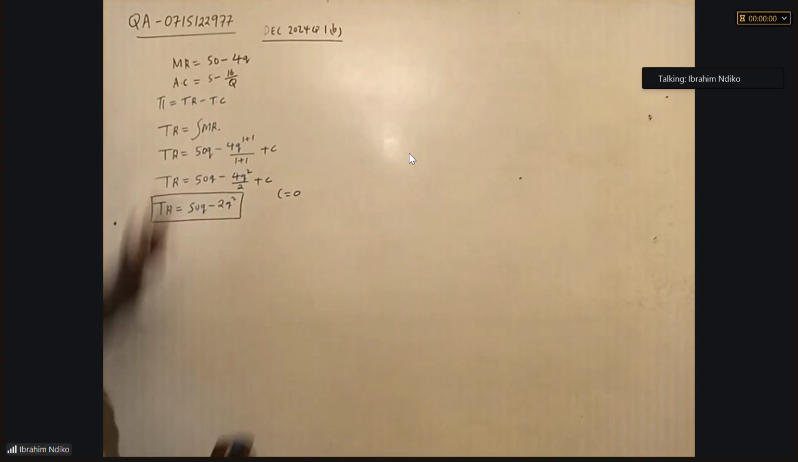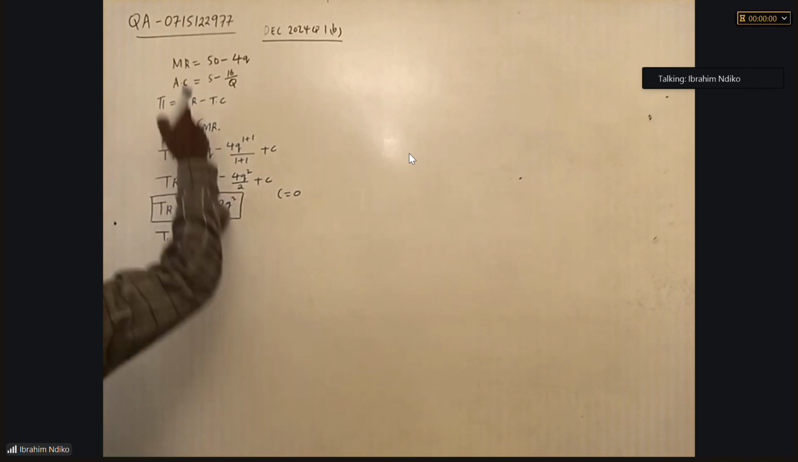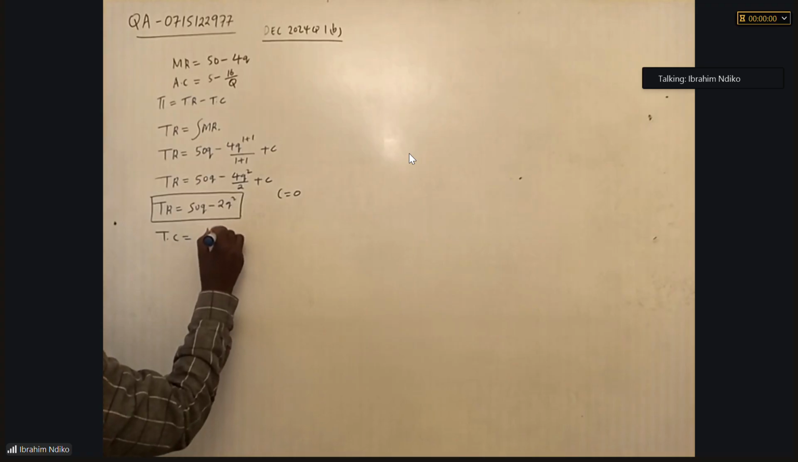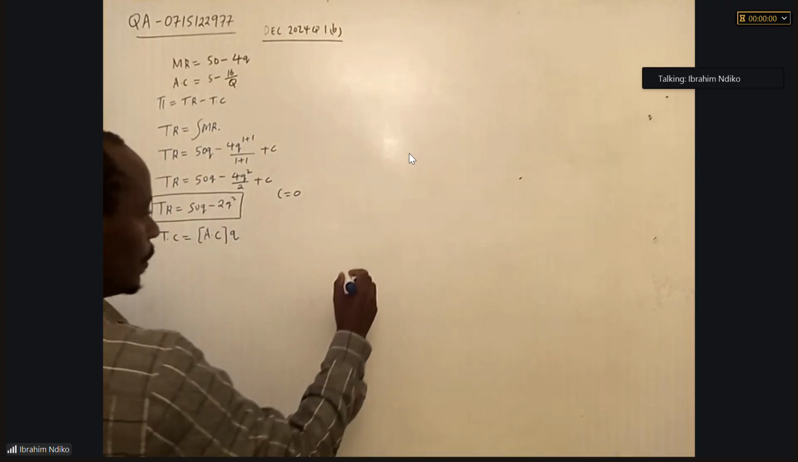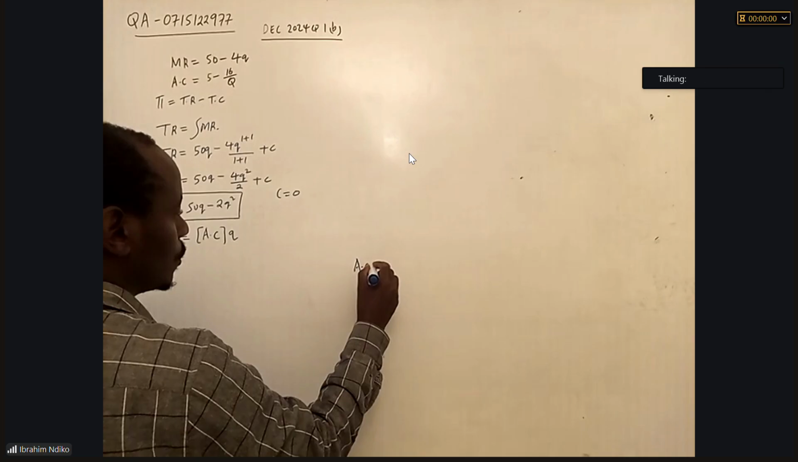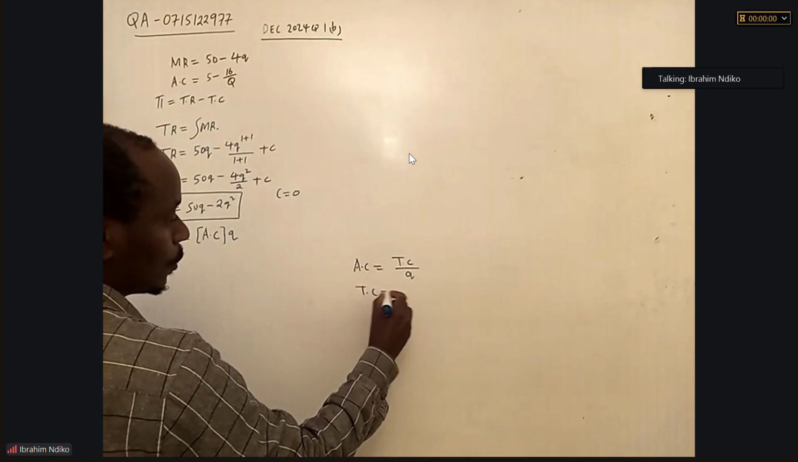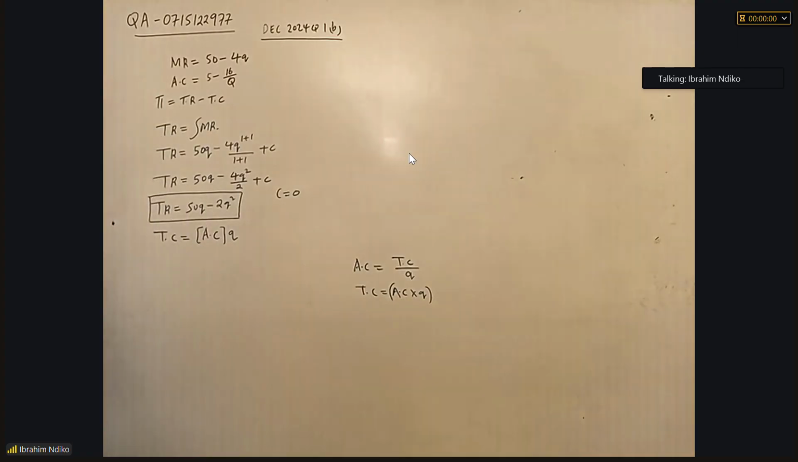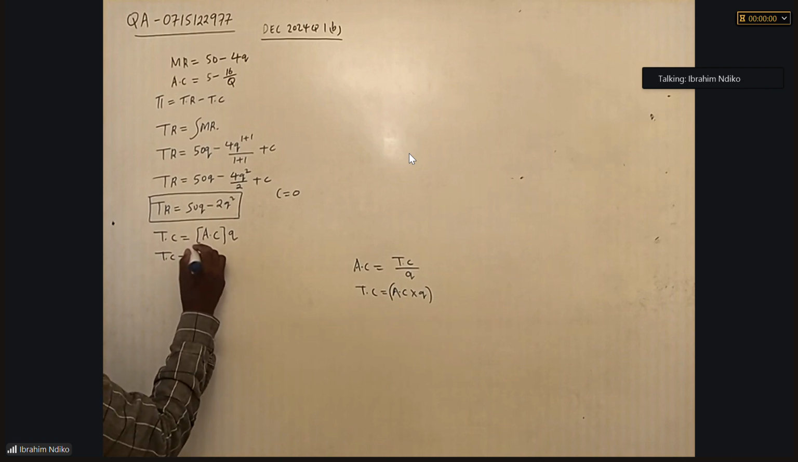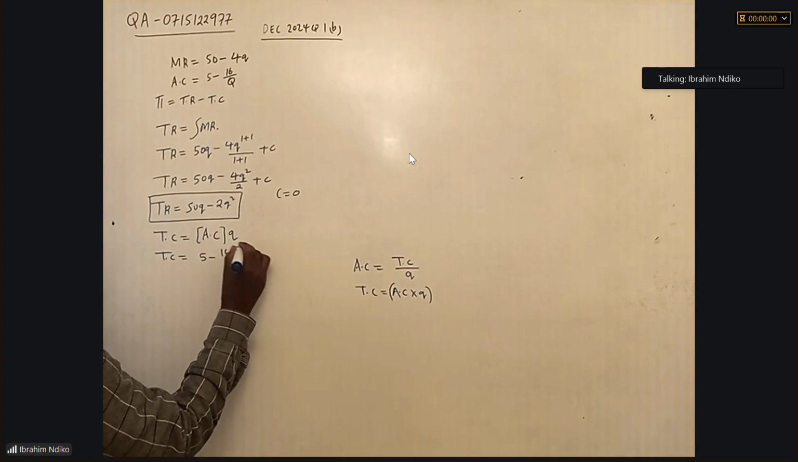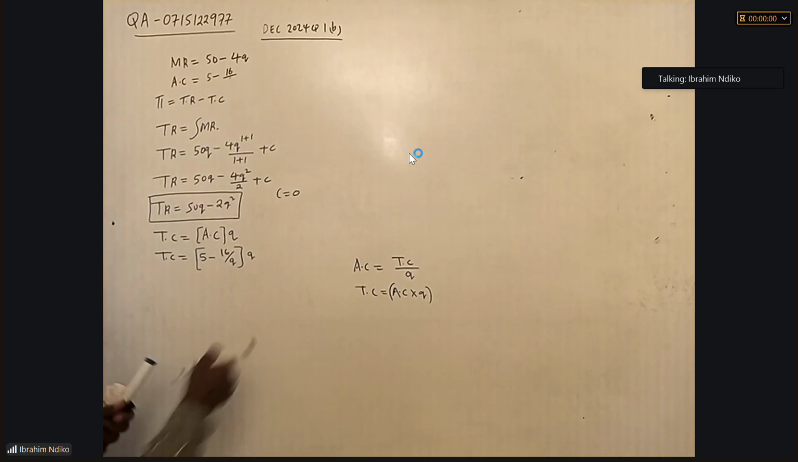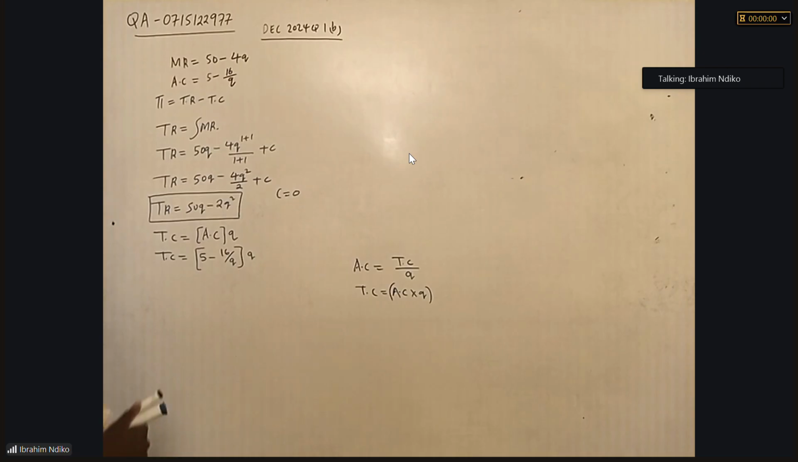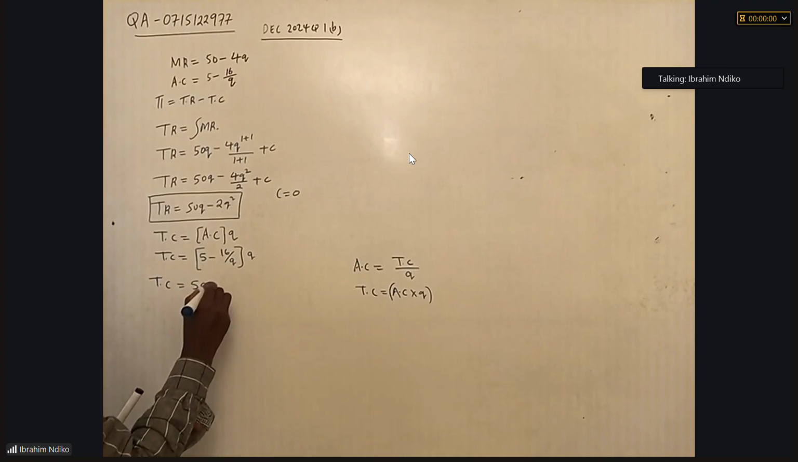Then we also need total cost. I've been given average cost, so total cost is equal to average cost times Q. Remember, average cost equals total cost over Q. So our total cost is 5 minus 16 over Q, times Q. We're supposed to use the small letter according to the equation. The total cost is 5Q minus 16.